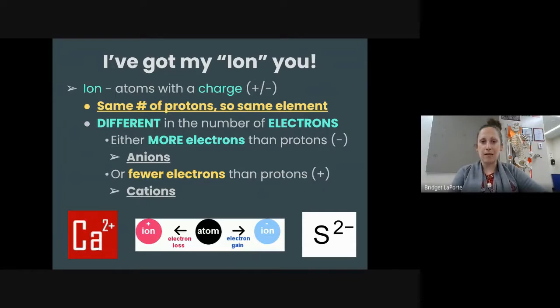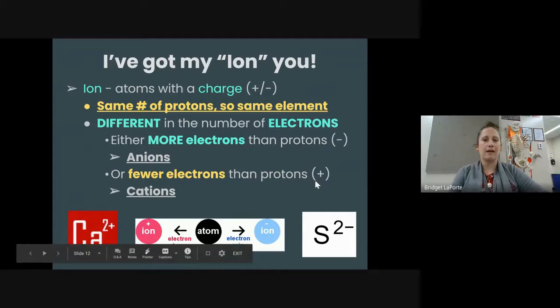We'll go through lots of examples of that in practice in class, so you understand the difference between anions and cations.